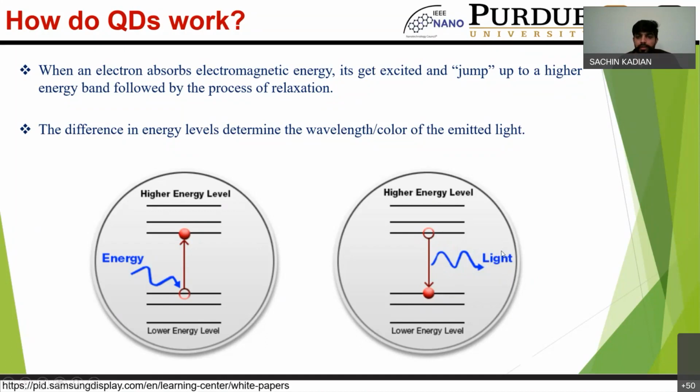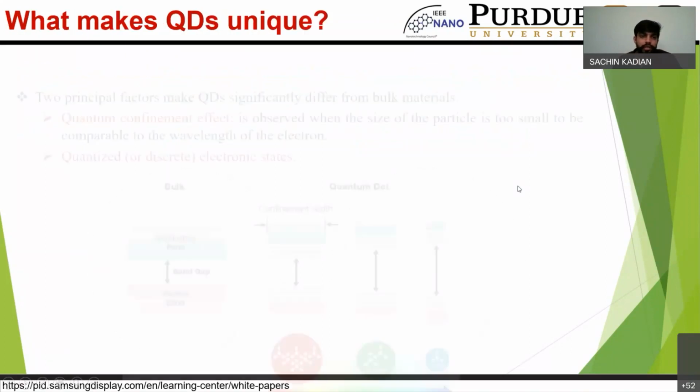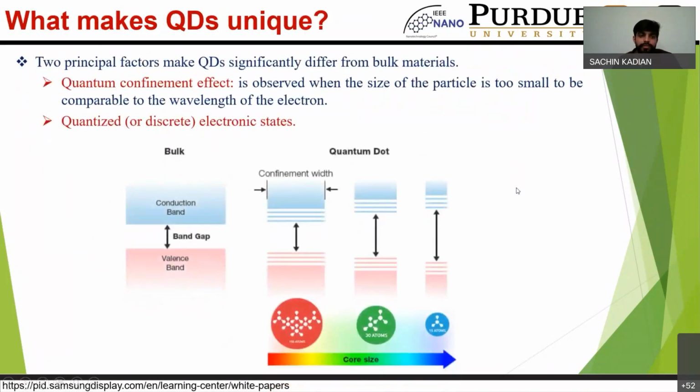So now the next question that comes to mind is, why do only quantum dots give this property? Why is the bulk material not giving such properties? In bulk material, we cannot see the quantum confinement effect and quantized electronic states. As the size decreases, the size of the particle becomes so small that it is comparable to the wavelength of the electron.